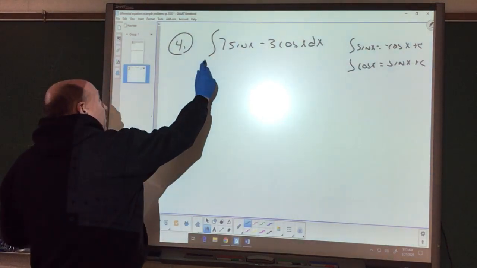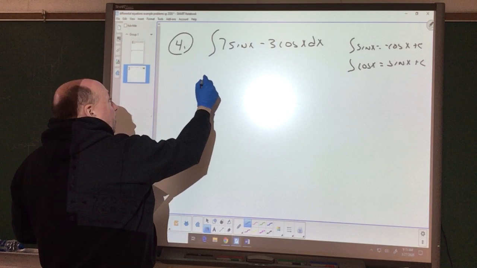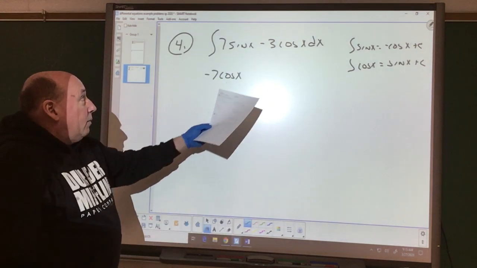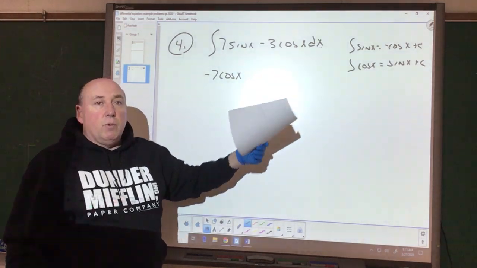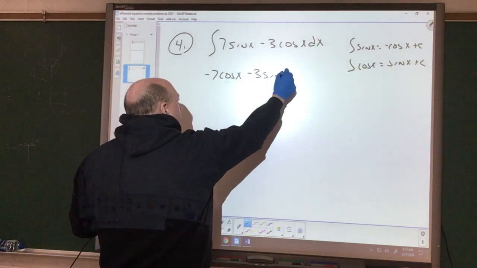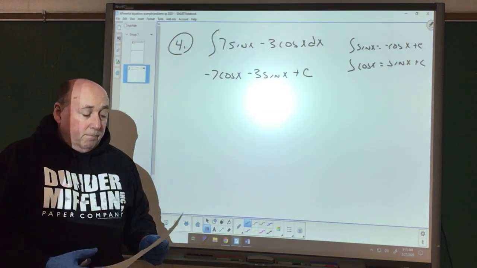So we take the antiderivative of 7 sine of x. The antiderivative of sine of x is negative cosine of x, so we have negative 7 cosine of x. Then we take the antiderivative of cosine, which is just going to be sine, so we have minus 3 sine of x plus c. And that's it.